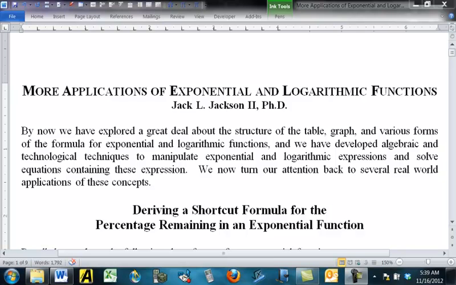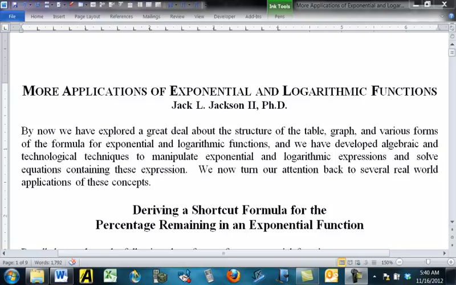Well, today we're going to be looking at some more applications of exponential and logarithmic functions. By now we've explored a great deal about the structure of the table and the graph and the formula, in fact, various forms of the formula for both exponential and logarithmic functions. We developed some algebraic techniques and some technology techniques to manipulate exponential and logarithmic expressions, some properties of logarithms and things like that. And so we can use that to solve equations that contain these expressions. And so now we're going to finish with several different real-world applications of these exponential and logarithmic functions.